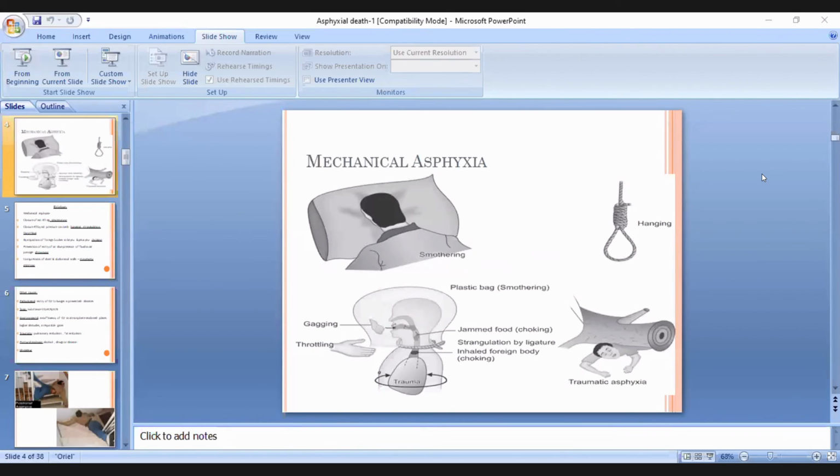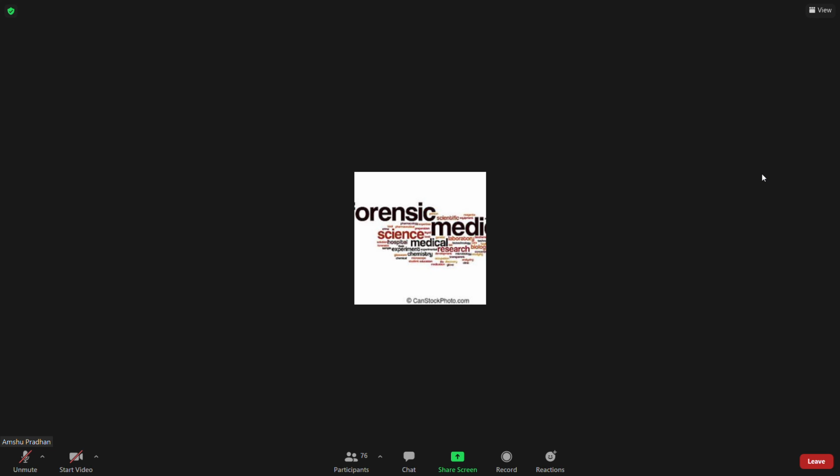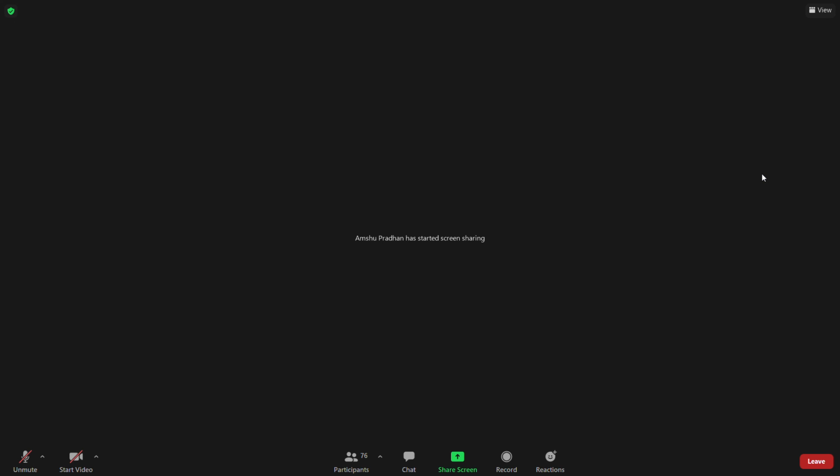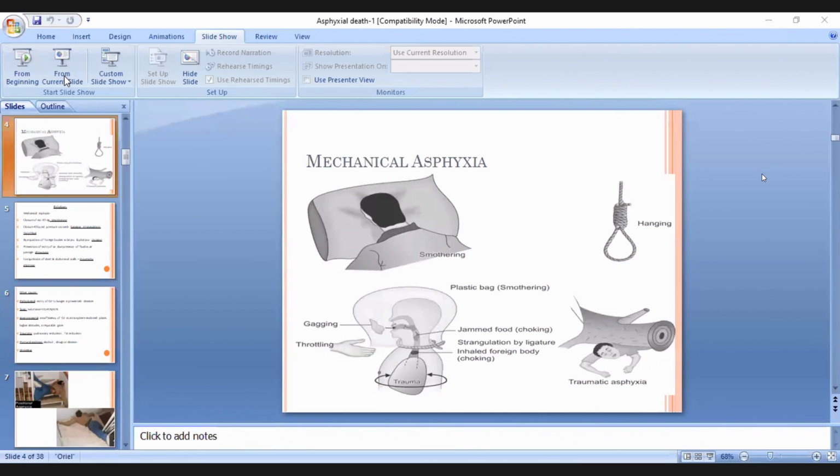Yes. The slide is not changing since earlier. Is it? What's wrong? The slide is still on mechanical asphyxia. What happened? Wait a moment, I'll stop share and then again share. Has it come now? Did it change? It's still on mechanical asphyxia. Yes. We will join back again. I'll just redo this.